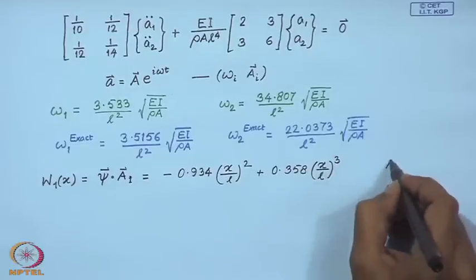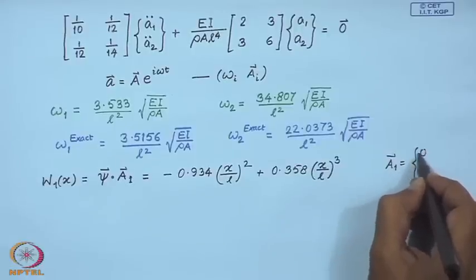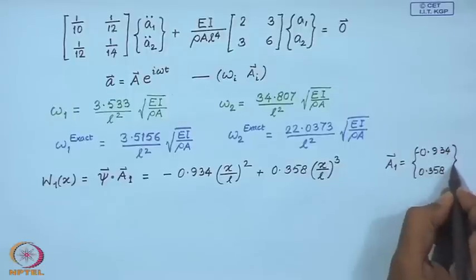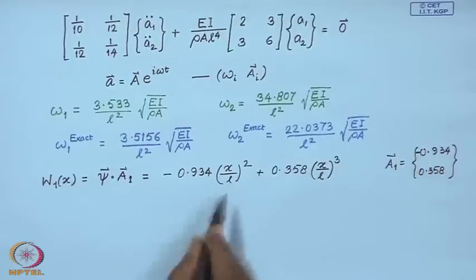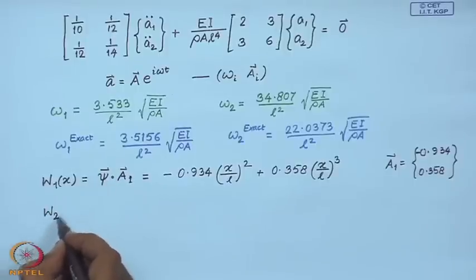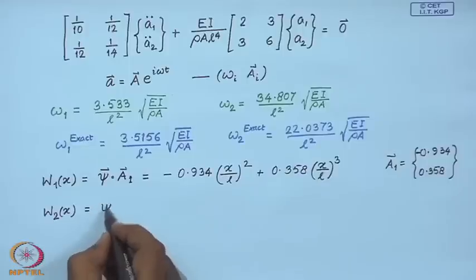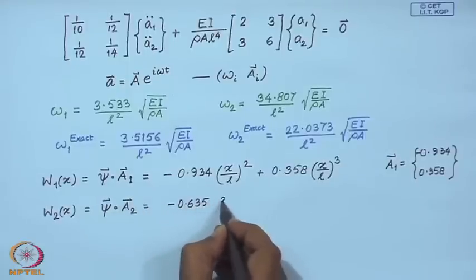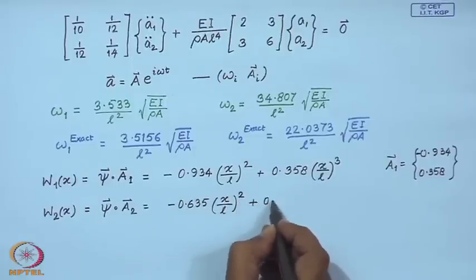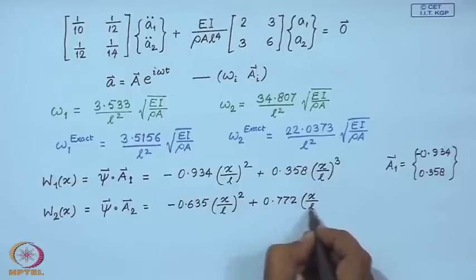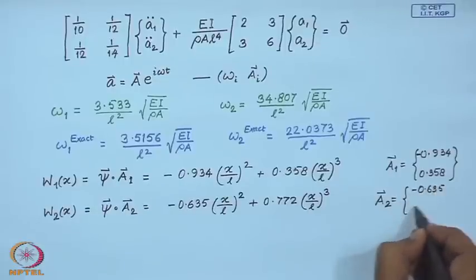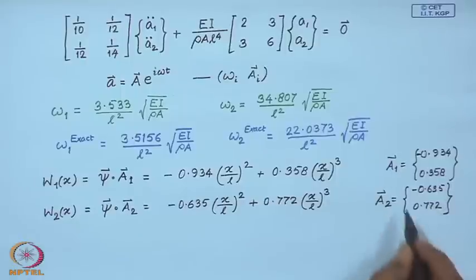so this a1 vector is actually, so this was the a1 vector. So, we take the dot product with this psi vector. Similarly, the a2 vector was actually this. So, this is our second eigen function.